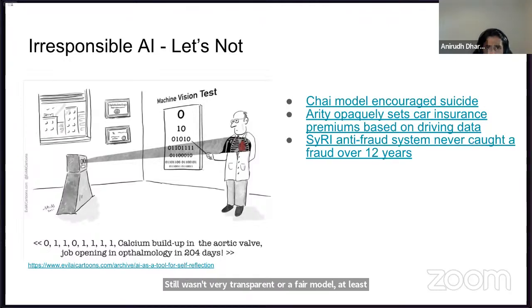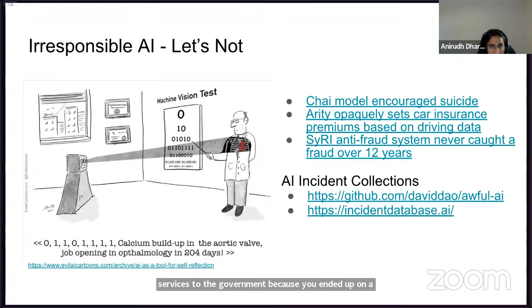In the Netherlands, the Dutch government put in this anti-fraud system called SyRI that had run for over 12 years to determine whether, based on a bunch of personal data, someone could defraud the government. It miscategorized people for all those 12 years and never caught a single fraud. Instead, it just denied people services from the government because you ended up on a list where you were deemed untrustworthy.